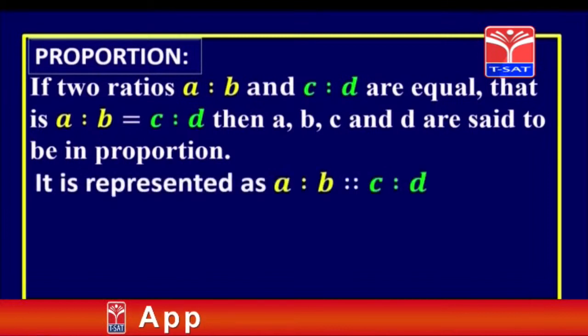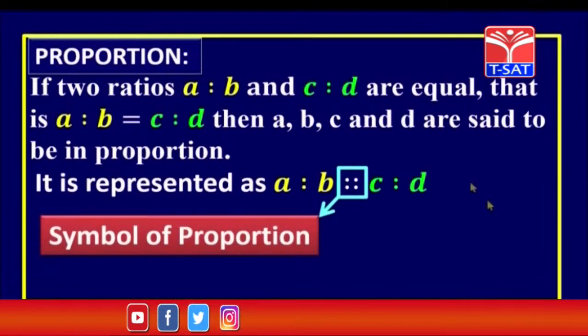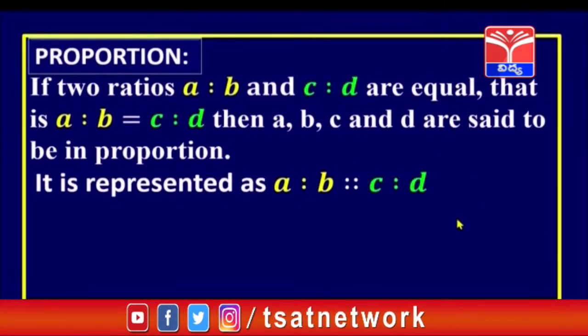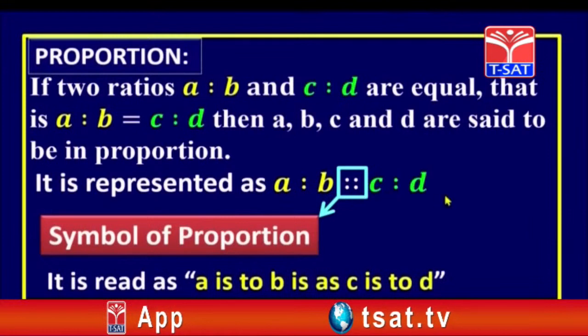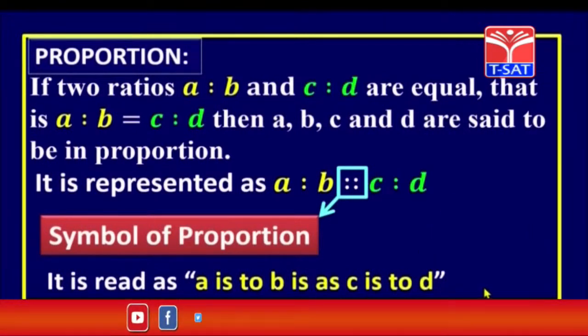That means we represent it as A:B, and you can see here two colons. In ratio we have seen only one colon, but in proportion we see two colons, C:D. And these two colons we generally call the symbol of proportion. Okay, children. And how do we read this one? A:B, two colons, C:D. We read it as A:B is to C:D.